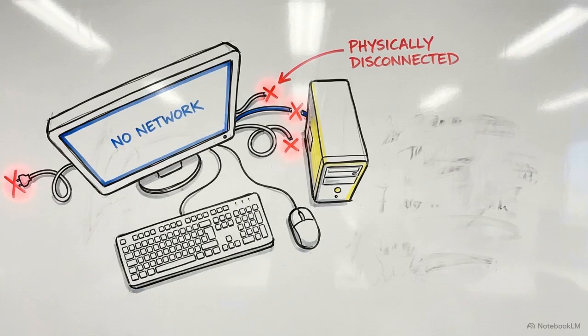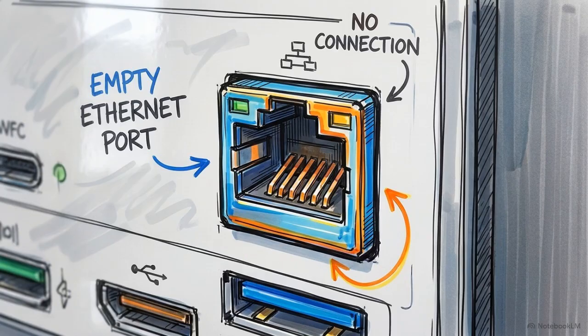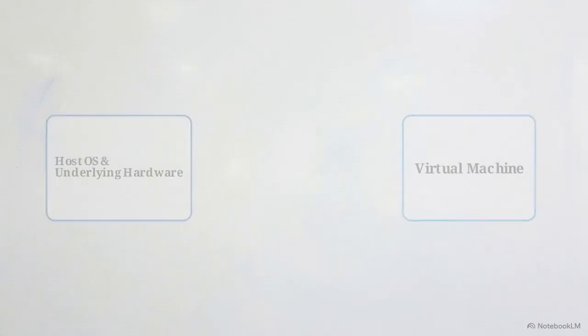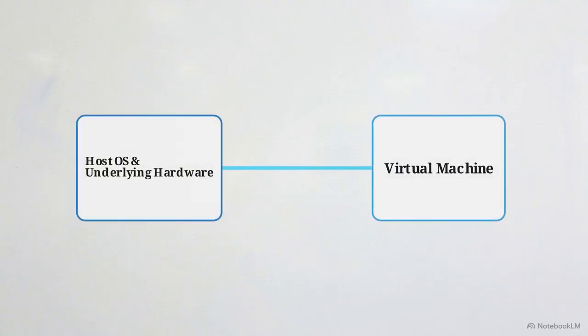But before we examine a single byte, we have to enforce the cardinal rule of this discipline. A malware sample must never be executed on a host machine, and it must never touch a production network. We contain the threat by building a dedicated virtual machine, configured exclusively with a host-only network adapter. This network diagram illustrates how a host-only adapter physically severs the external connection to the underlying host hardware.